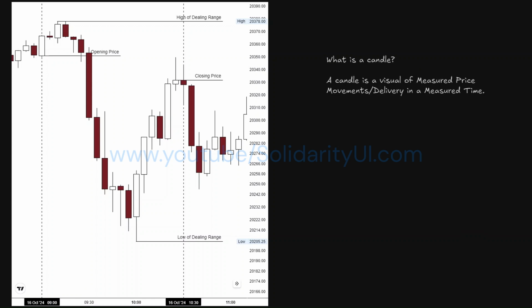A candle is a visual of measured price movement or delivery in a measured amount of time. So if you have a 6-hour candle, you have 6 hours worth of price action. And if you wanted to, you could break down that 6-hour candle into 6 1-hour candles, with each 1-hour candle being worth 1 hour worth of price action.